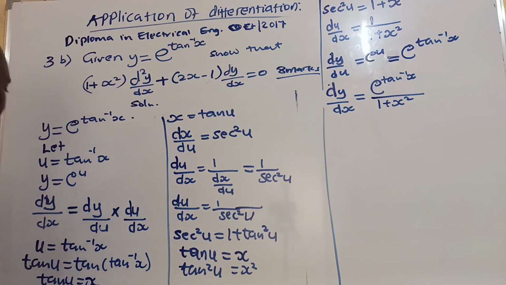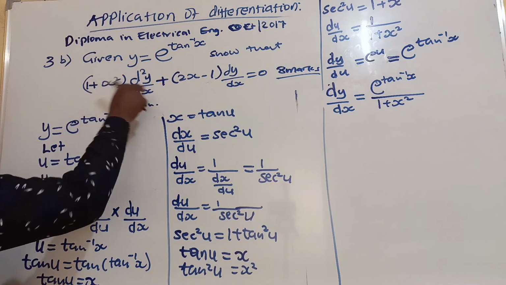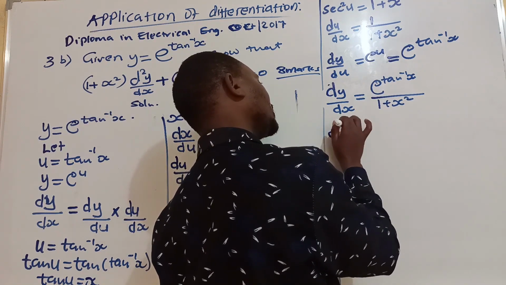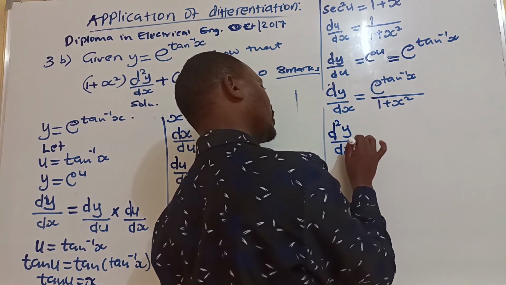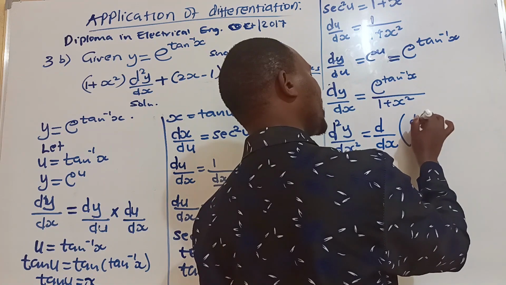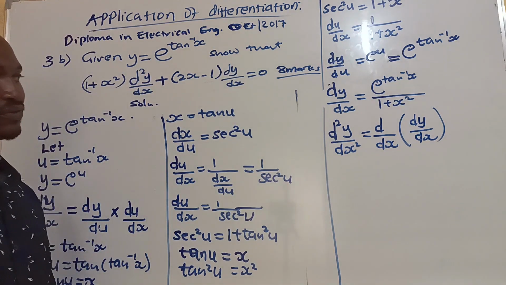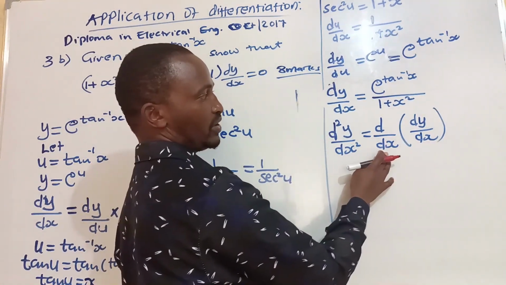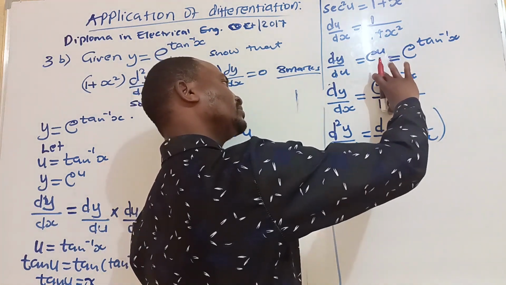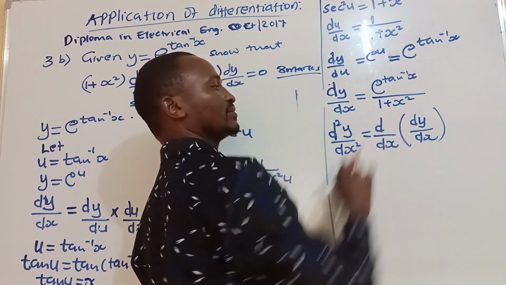Which means now we're also supposed to get the second order derivative. The second order derivative of y with respect to x is equal to the derivative with respect to x of the first order derivative. And what is the first order derivative? This one. So again, we should differentiate this, put it here, and differentiate it with respect to x.